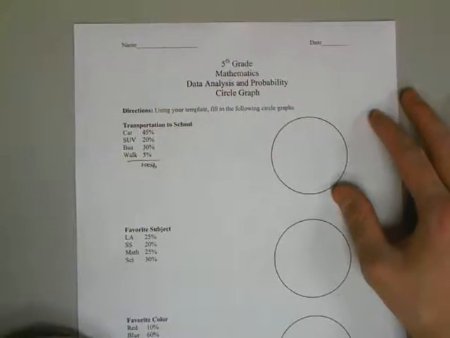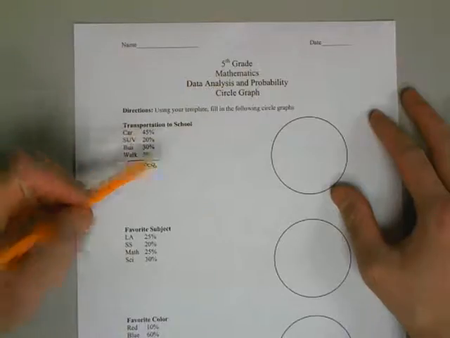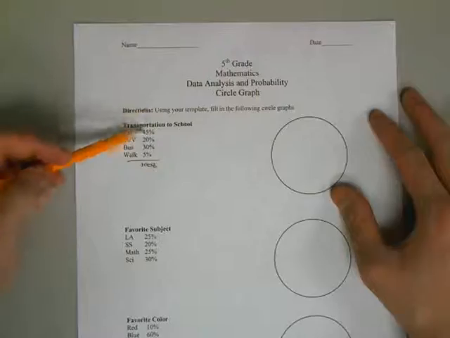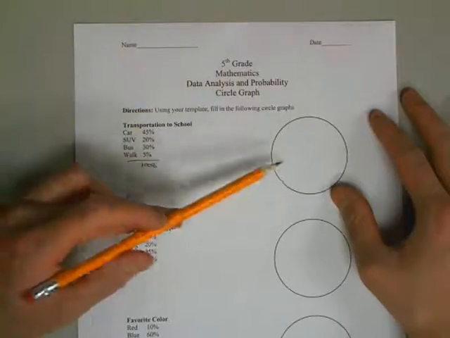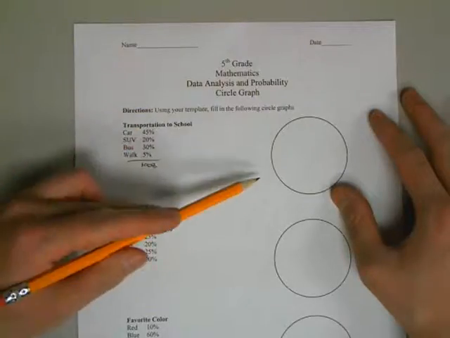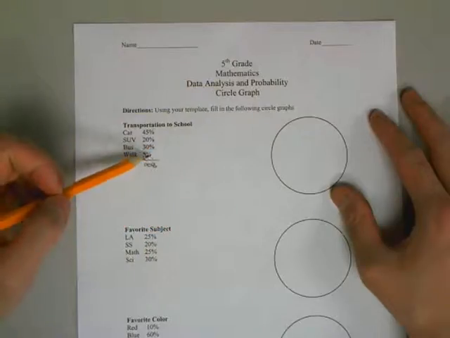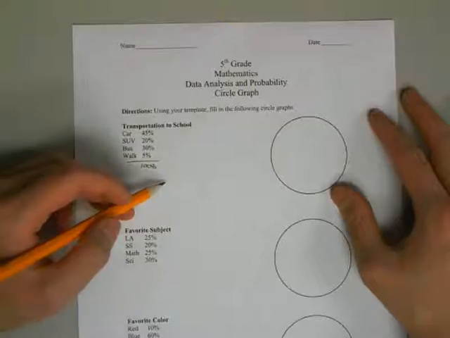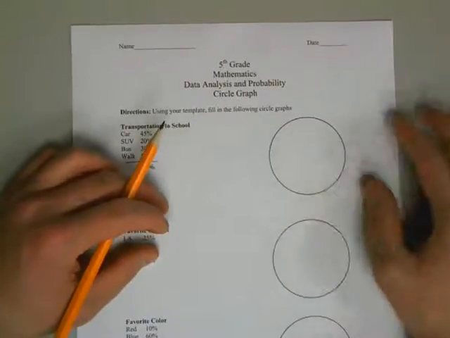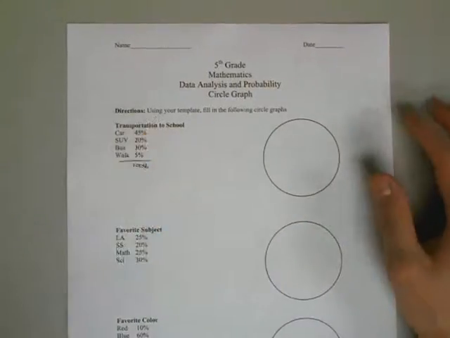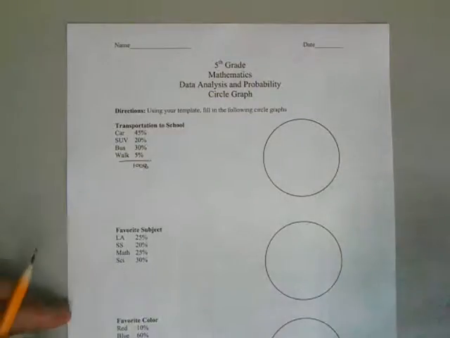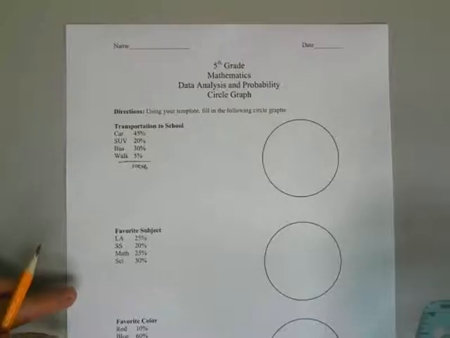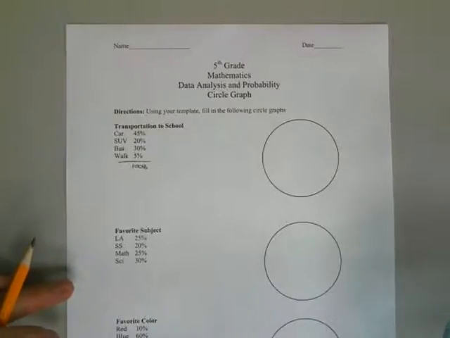So, in order to take all of these categories and put them in my circle graph, I need to show that out of 100%, 45% is represented on the circle, 20% is represented on the circle, 30% is represented on the circle, and 5% is represented on the circle. The most difficult thing about this is that you can't overlap. You can't have a set of data in two spots, and I'll show you what I mean in a second. So, let's look at car first. 45% of fifth grade students travel by car to get to school.